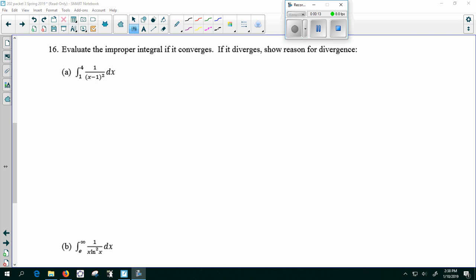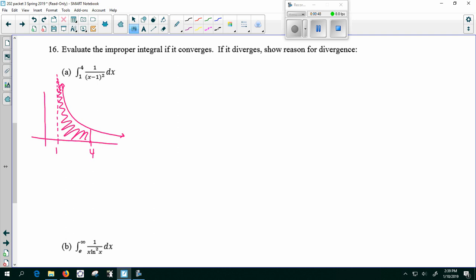dx. So if I draw a little sketch of what they're asking me to do, they're trying to ask me to find the area under the curve, this is x equals 1, of 1 over (x minus 1) squared from 1 to 4. So I'm looking for this area, and what makes this an improper integral is this vertical asymptote, right? It's hard to know if there's an infinite amount of area there or if it gets so tiny that it doesn't matter.